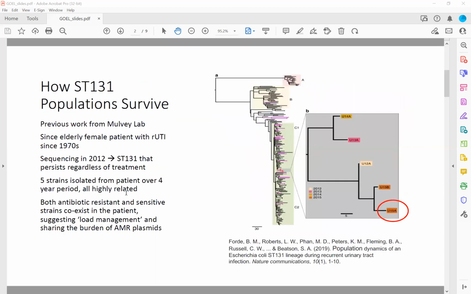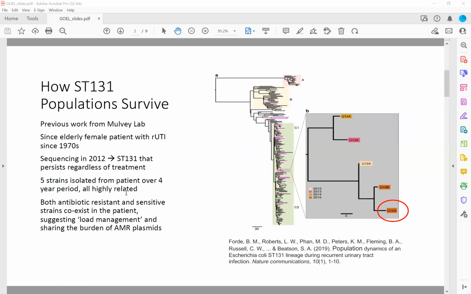So the lab I'm in, which is with Dr. Matthew Mulvey up in the Department of Pathology, they've done a lot of previous work on ST131. Specifically, they have been working with samples from one female elderly patient who's had recurrent UTIs or urinary tract infections since the 1970s. So that's over 50 years.